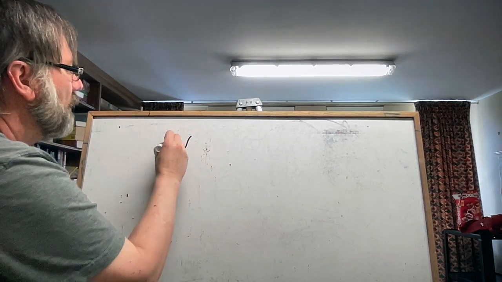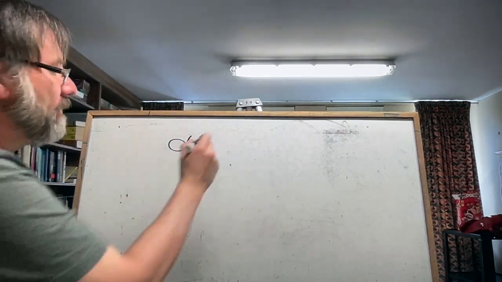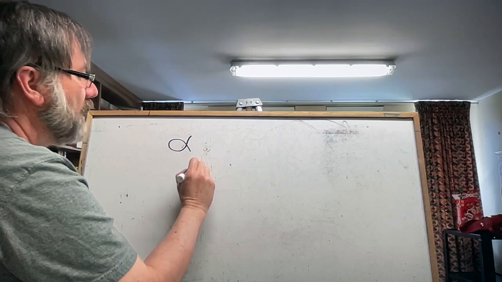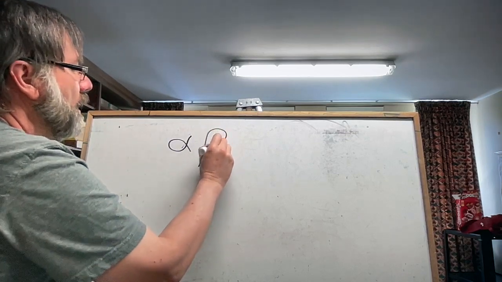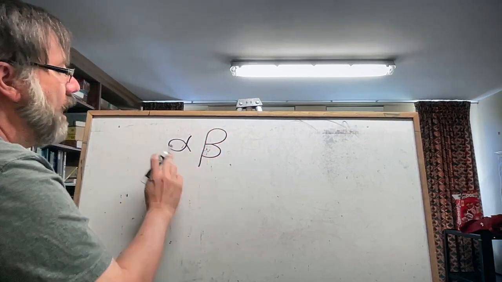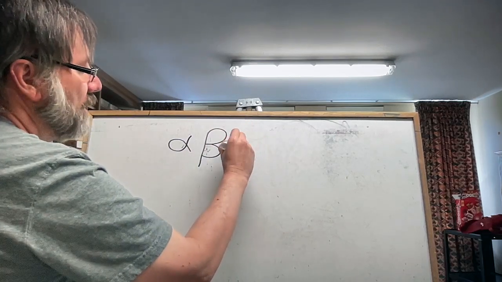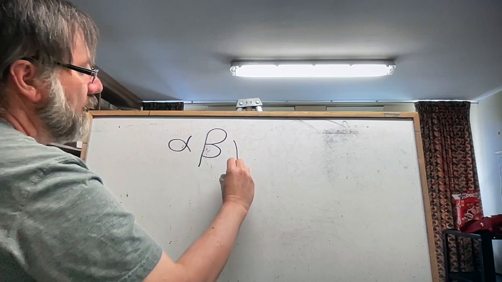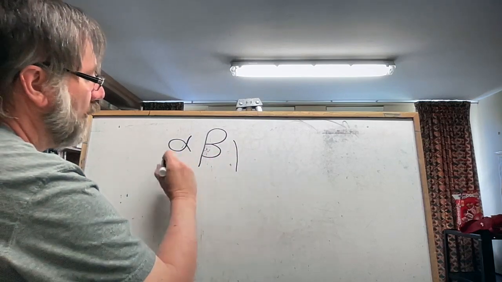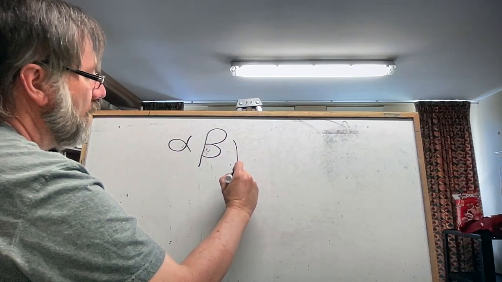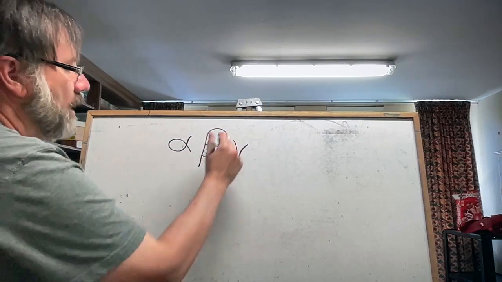We start up here, go around: alpha. And then beta. We start down here, make a line up, and curl it around. Alpha, beta, gamma. We start a line up here, draw down, and it extends below the line you're writing on, and then we go back up again.